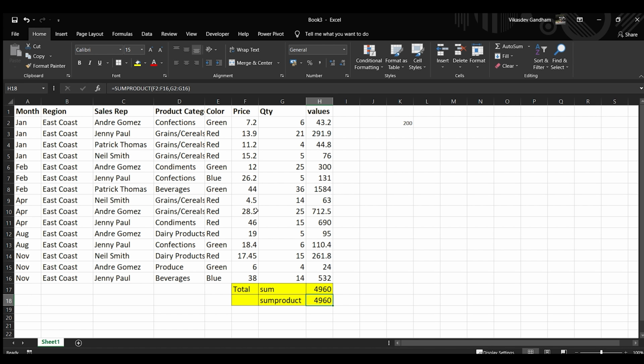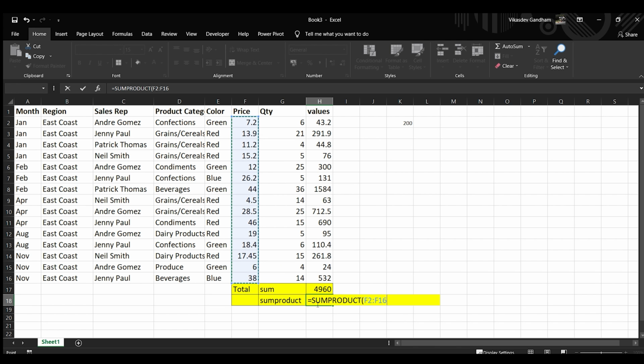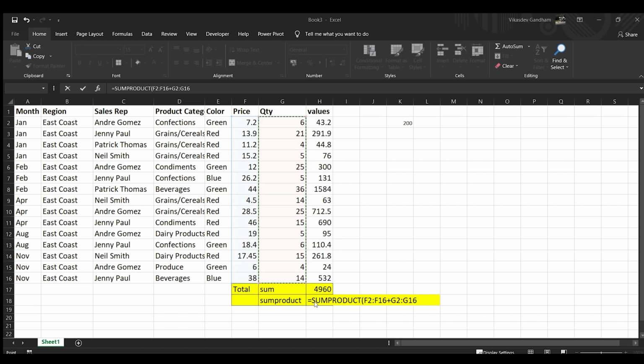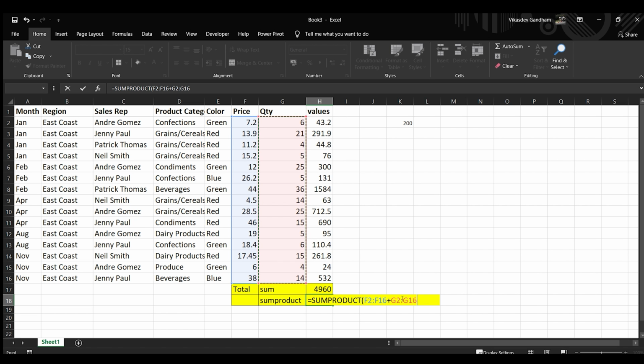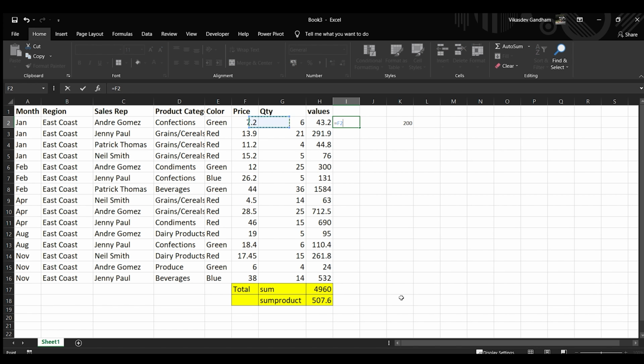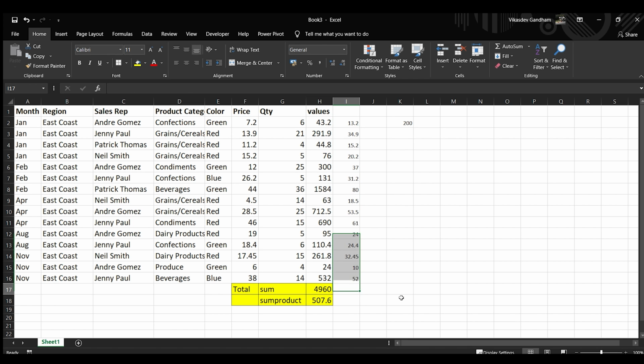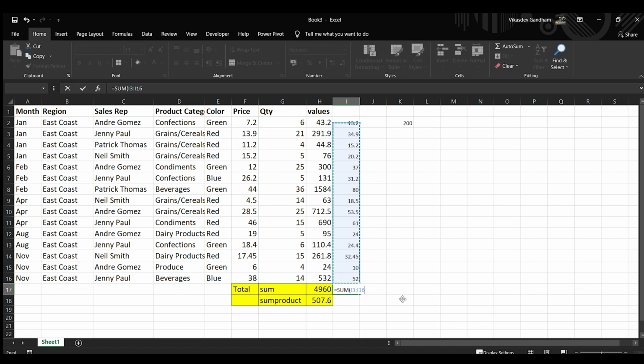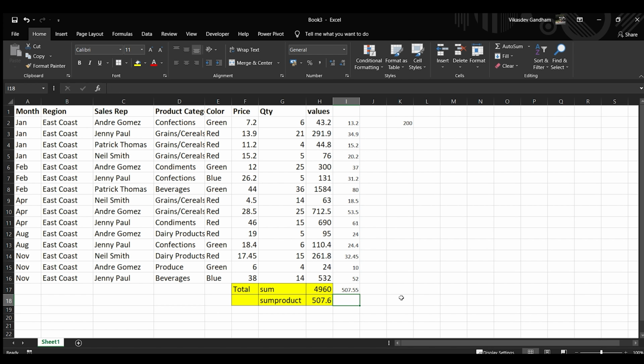So we'll see now the addition. Is equal to SUMPRODUCT plus total quantity, close the bracket, enter. See, because it is plus quantity, again calculate, the same value is coming.